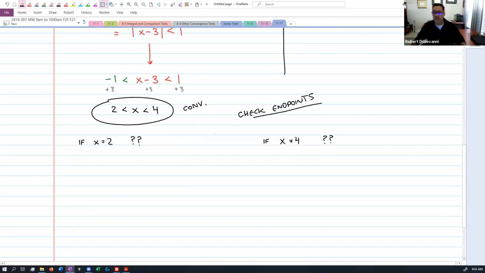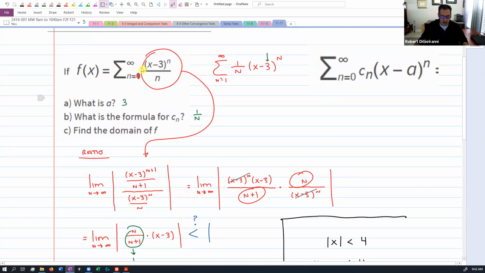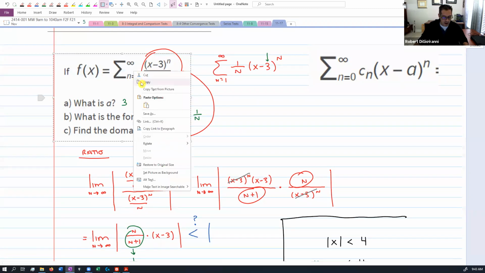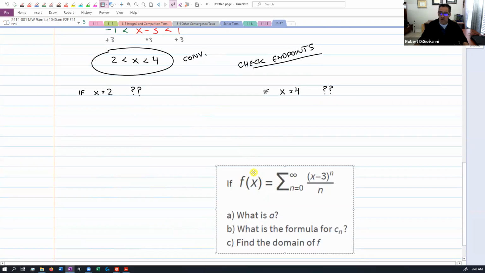Okay, we must check them. Now, what do I mean by check them? I mean, take the original series, which was right here. Take the original function. I'm going to copy it here, put it down here just so I can write it. We need to take the original function and see what would happen if x was 2.